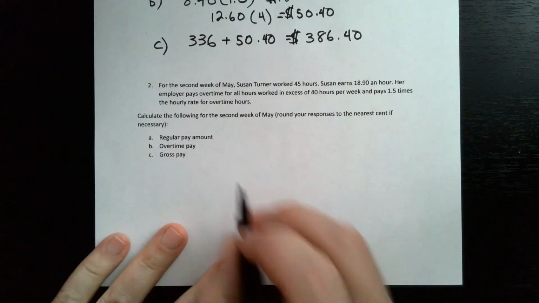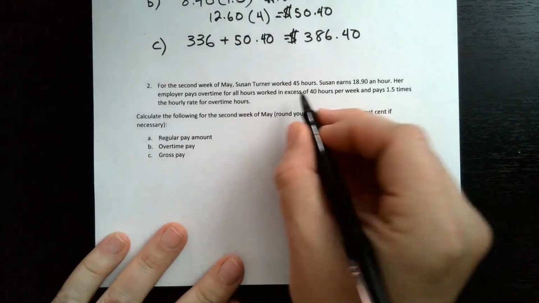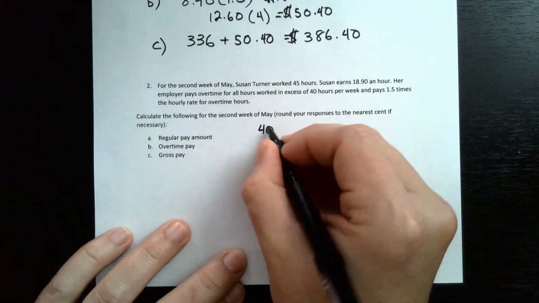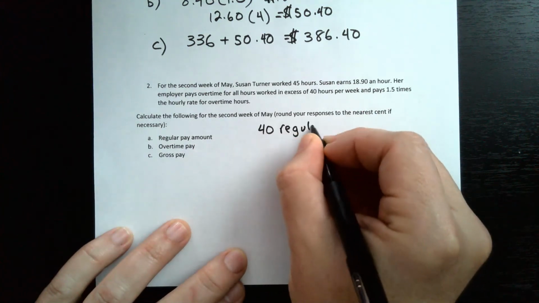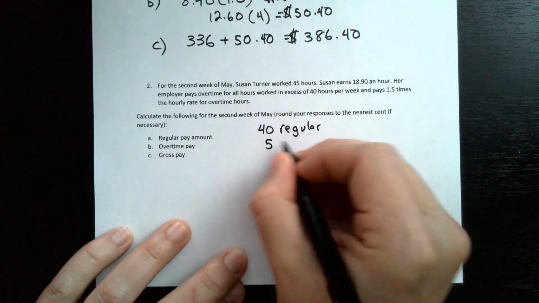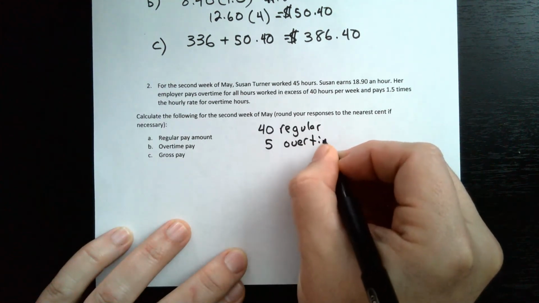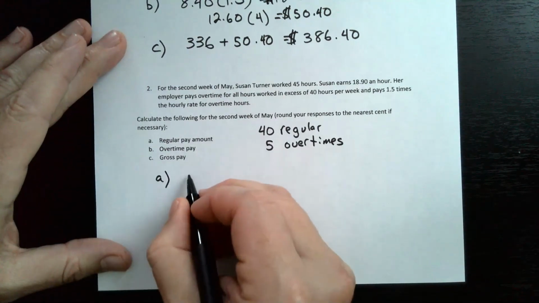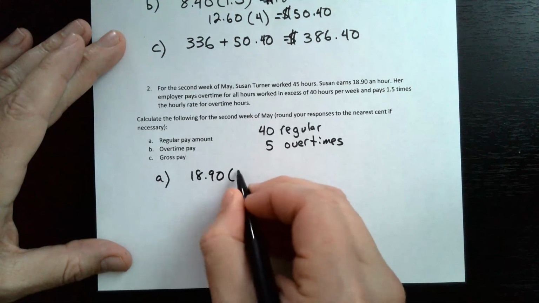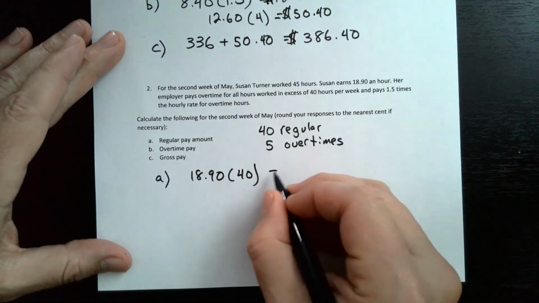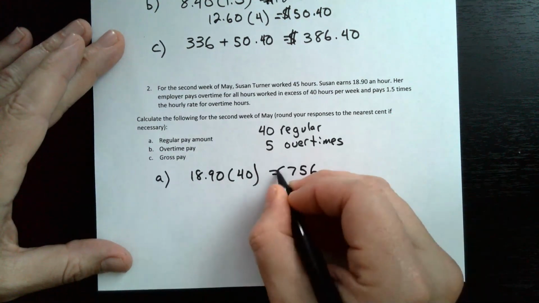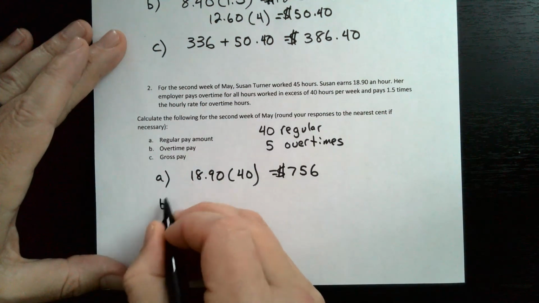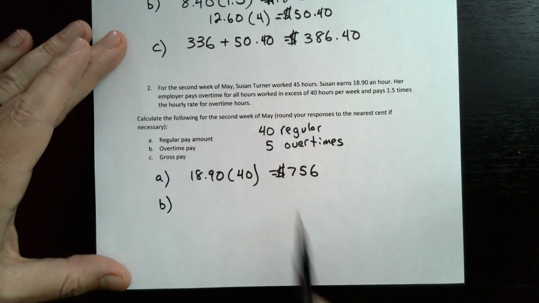Okay, so first, to figure out the regular pay amount, let's see how many hours of each. If it's 45 total hours, that means there's 40 regular hours and then 5 overtime hours. So for the regular hours for A, it'll be $18.90 times 40, which is equal to $756.